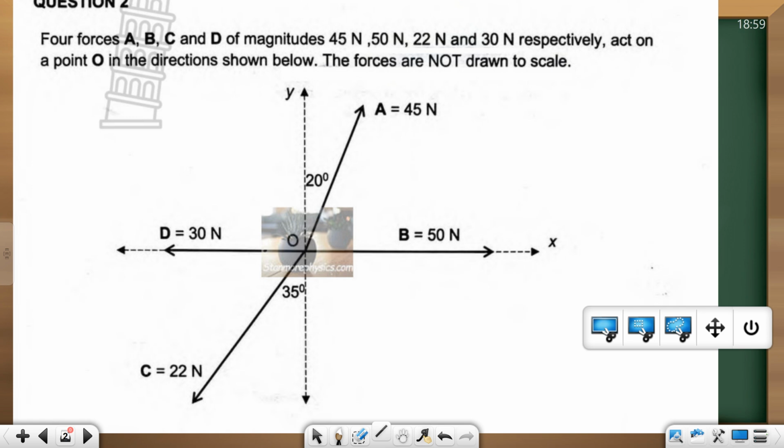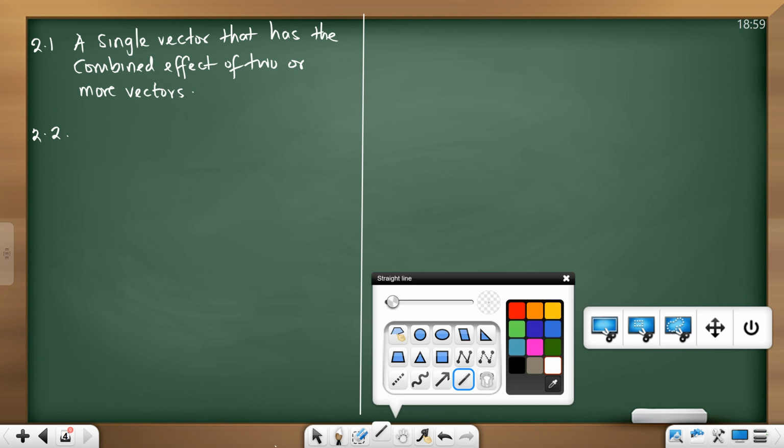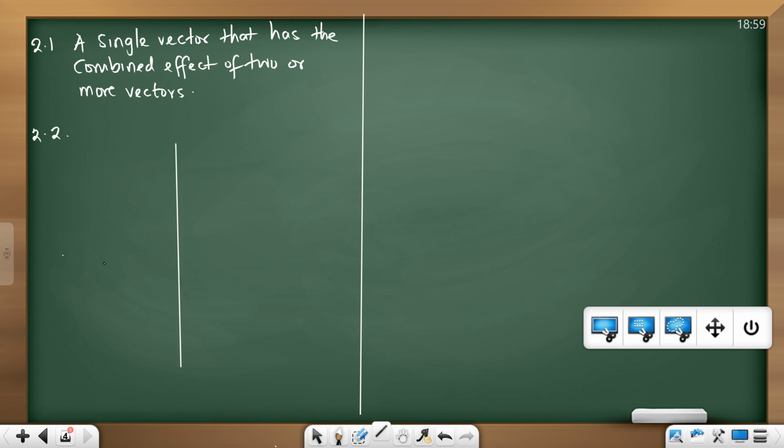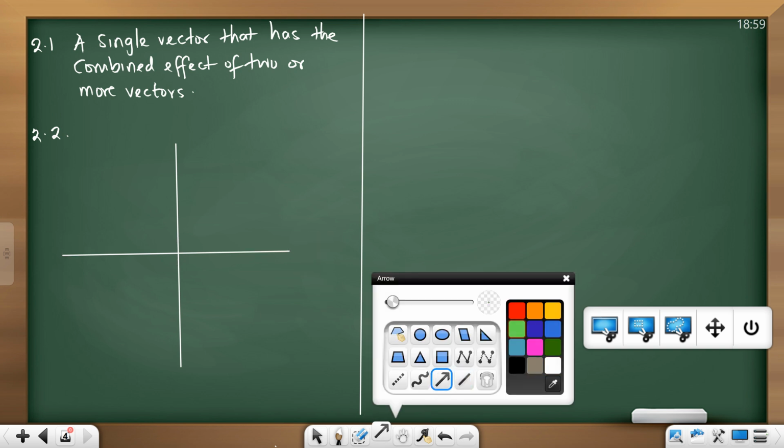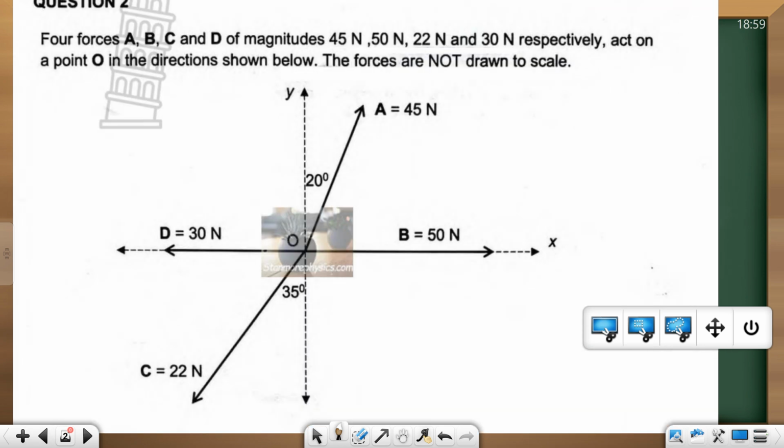So I'm going to quickly draw that out for clarity. I have a 45 newtons, just to explain again. So I have that, and I have that, and I have a force in that direction with a 20-degree angle, and this is 45 newtons. Is that fine? Is it 45?